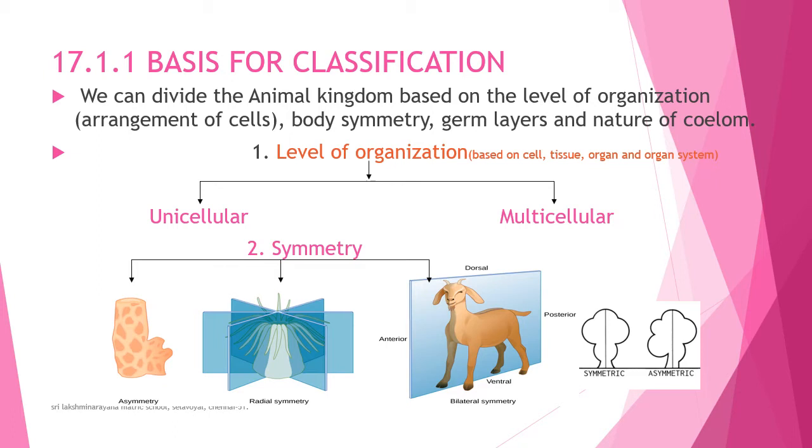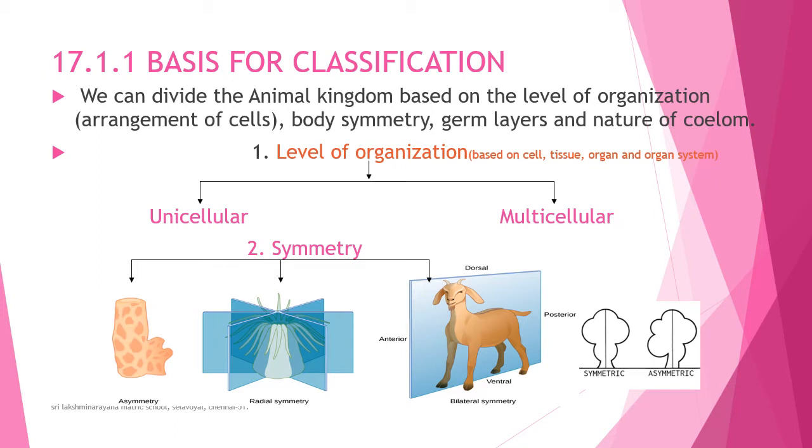First one, asymmetry. If there is no possible way to cut the animal body into two halves, it is called asymmetry. Second one, radial symmetry. In radial symmetry, the body parts are arranged around the central axis. If the animal is cut through the central axis in any direction, it can be divided into similar halves. Example, hydra, jellyfish.